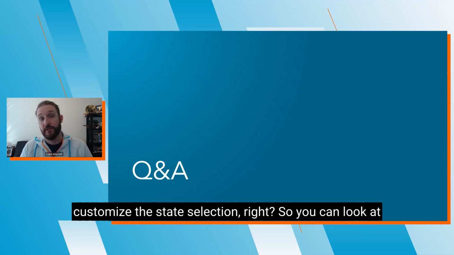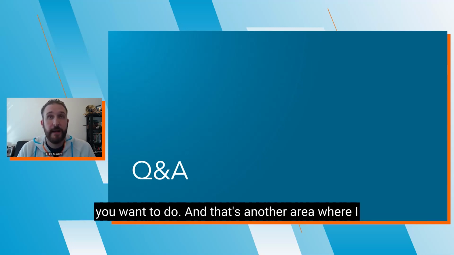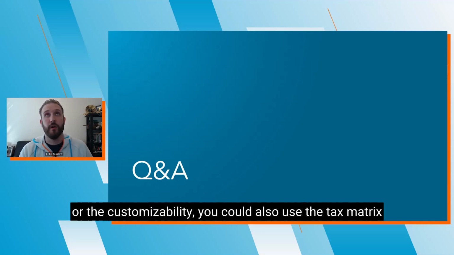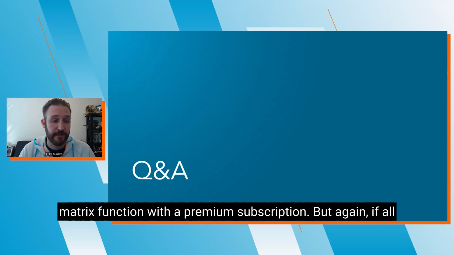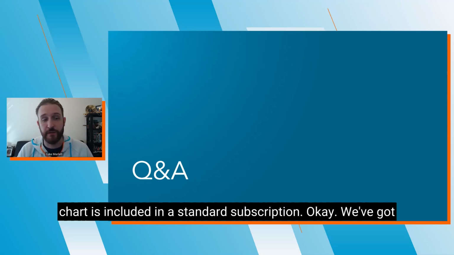You can customize the state selection, right? So you can look at everything. You can look at 5 states. You can look at 10 states, whatever you want to do. And that's another area where I might also recommend, depending on the complexity that you need or the customizability, you could also use the tax matrix for that as well. You could use your build a matrix function with a premium subscription. But again, if all you need is the simple T's and E's, that tax charts is included in a standard subscription. Okay.